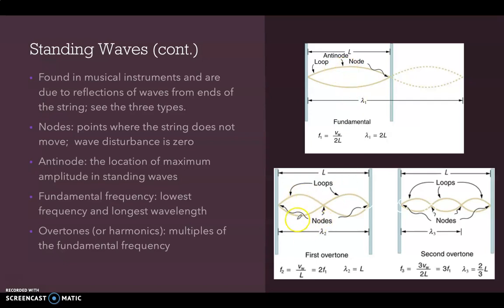and then here it's the same. Then we have a fundamental frequency, which is the lowest frequency and the longest wavelength. So wherever the lowest frequency is and the longest wavelength, these are the fundamental frequencies. And then we have overtones or harmonics, which are the multiples of the fundamental frequencies. So we have the fundamental frequency here, first overtone, and then second overtone.